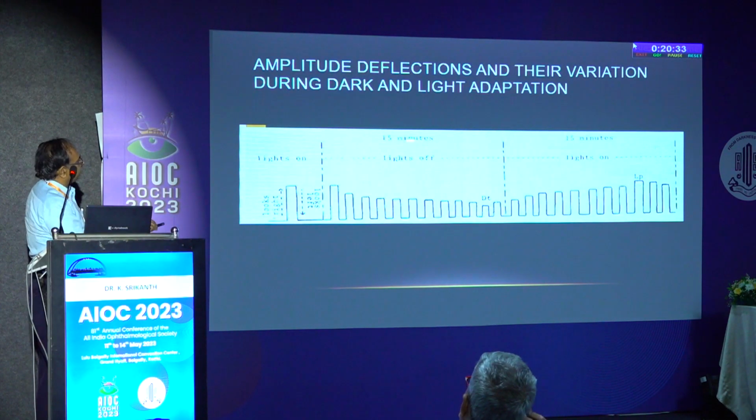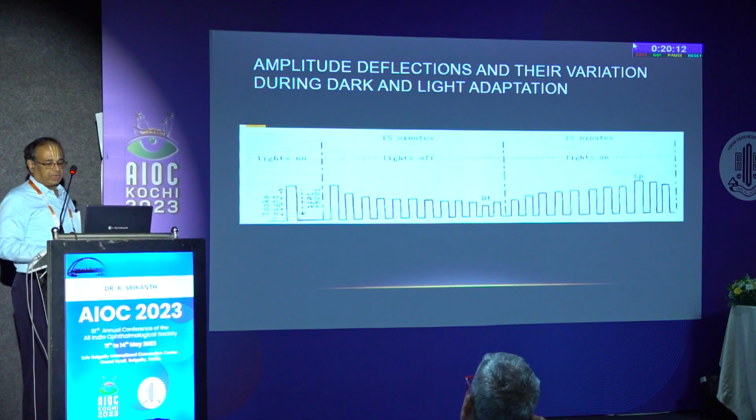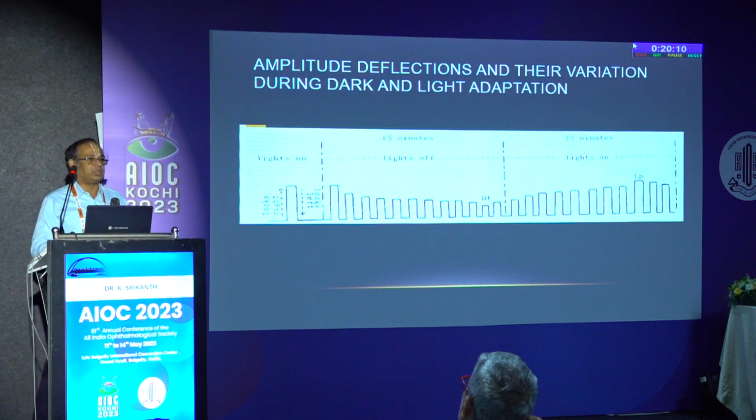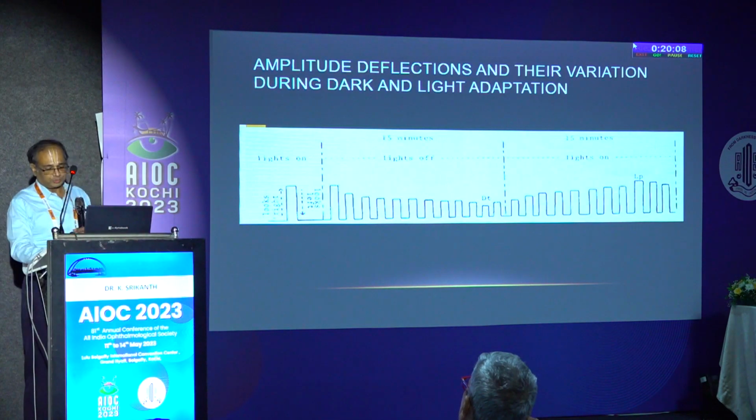Same way when the lights are off, after 15 minutes of dark adaptation, you see this. Eyes are moving out to the right, looking to the left, like that. So this is the dark trough. This also comes, say, by 10 to 12 minutes. So this ratio is what is famously called the Arden ratio. Earlier it was called the Arden ratio.